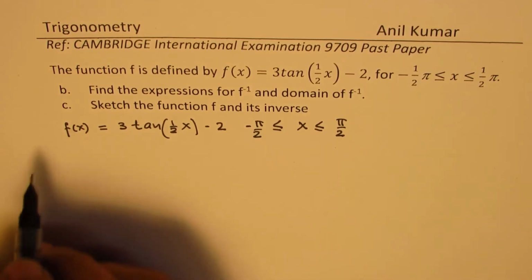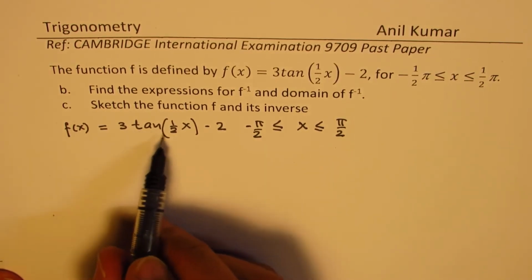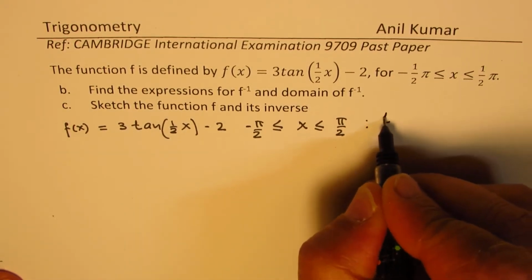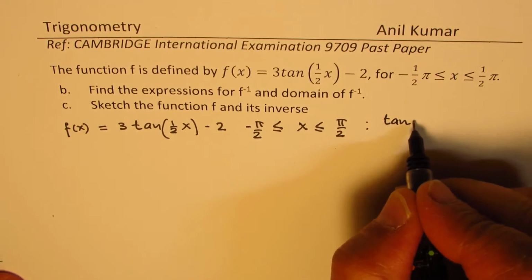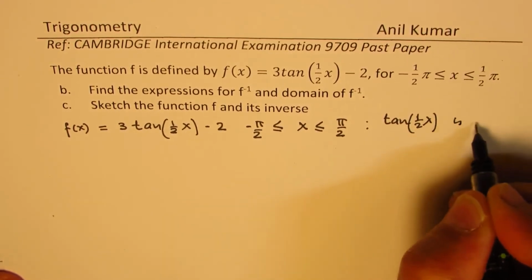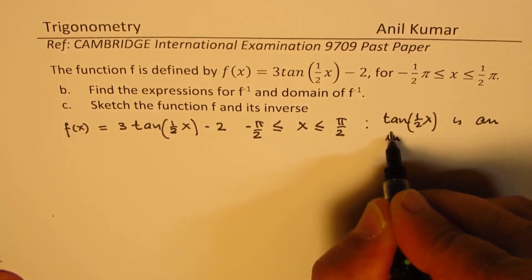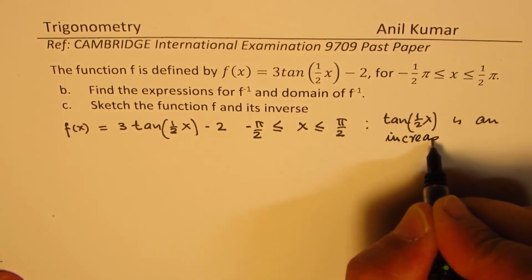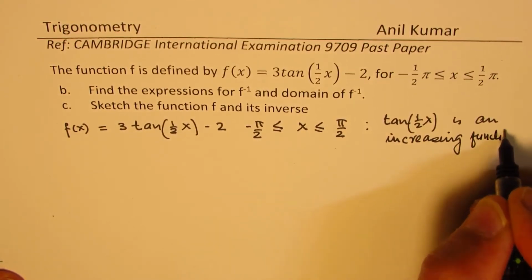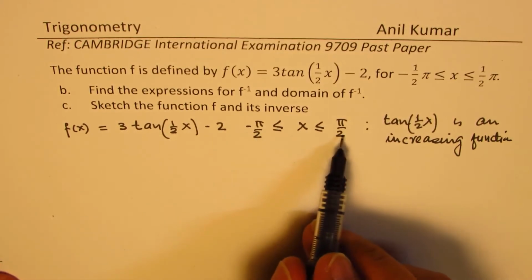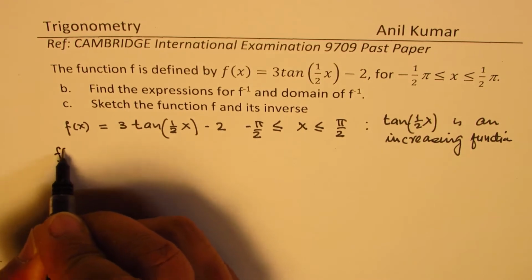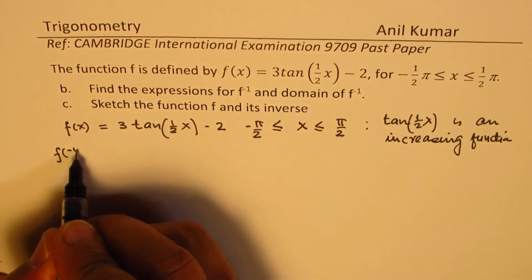So to find the range, we know tan is always an increasing function, right? So an important thing to note here is that tan theta, or you can say tan half x in this case, is an increasing function. It is always increasing. That is a property of tan. Increasing function. So that means these limits will give us the minimum and the maximum value, correct? So we can find the value for the function at minus pi by 2.